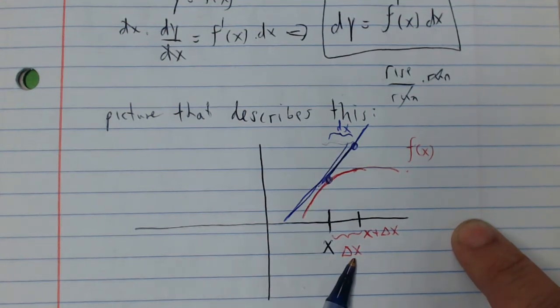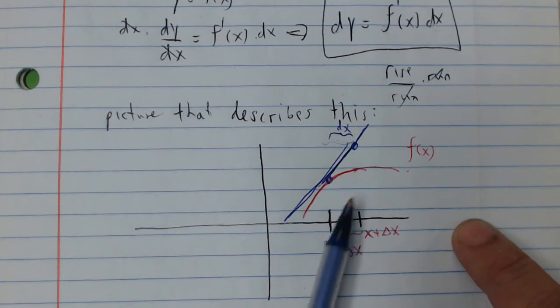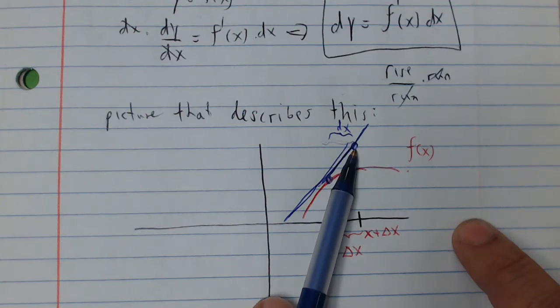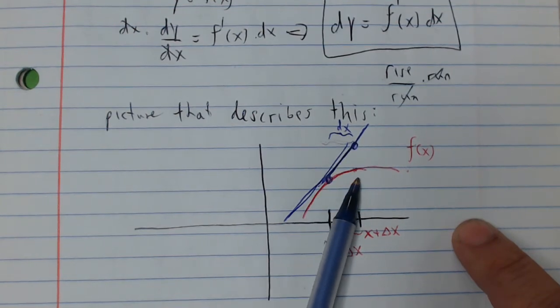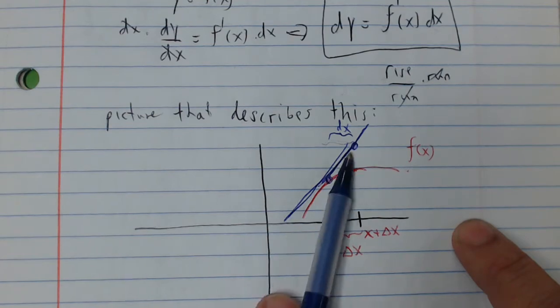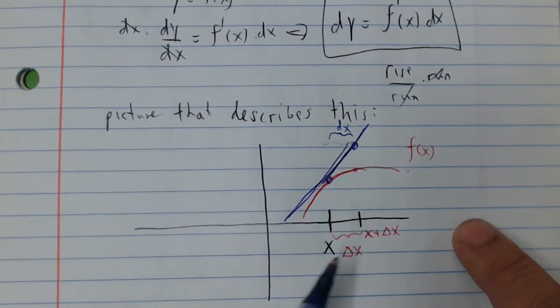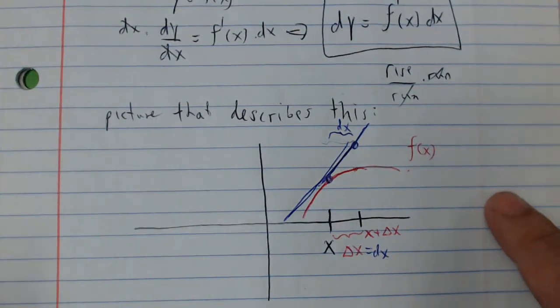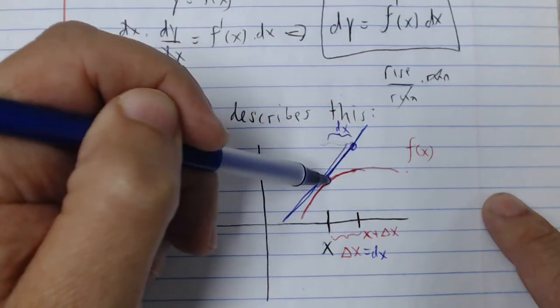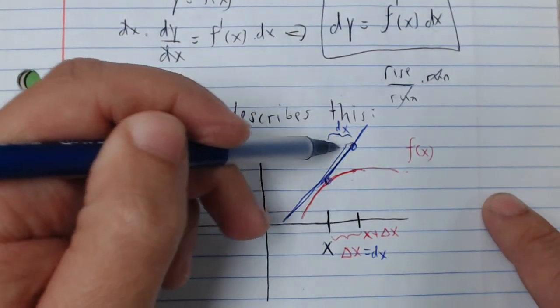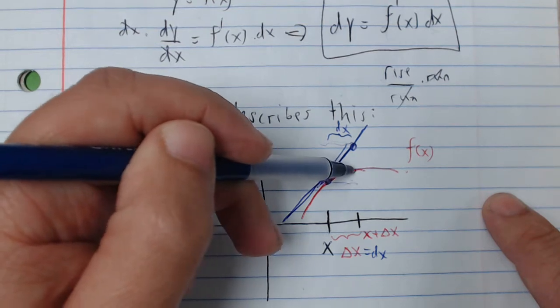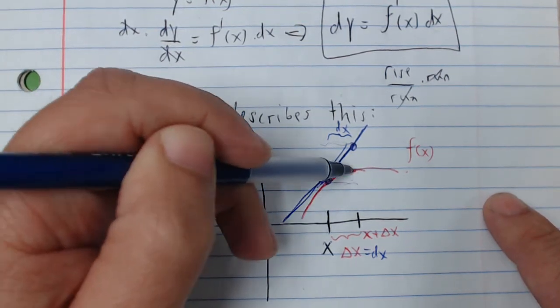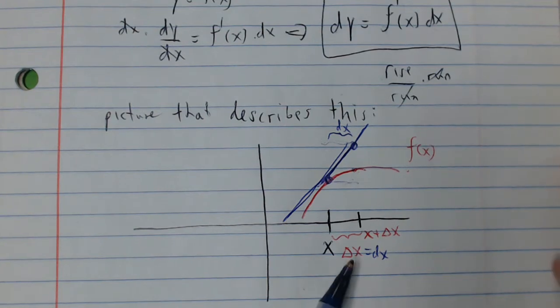So delta x is how much the x value changes on the original curve from here to here. Now dx is how much the x value changes, or what my run is, from this point to this point on the tangent line, or on this purple graph. What do you notice here? Dx and delta x end up being the same thing, right? Because from this point to that point, the amount that my x changes by is the same as how much my x changes by on the red graph. So right here, delta x and dx end up being the same thing, okay?